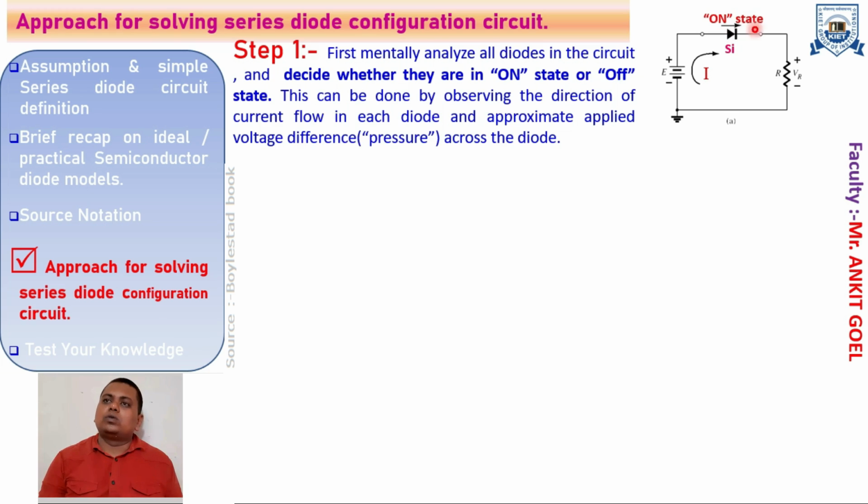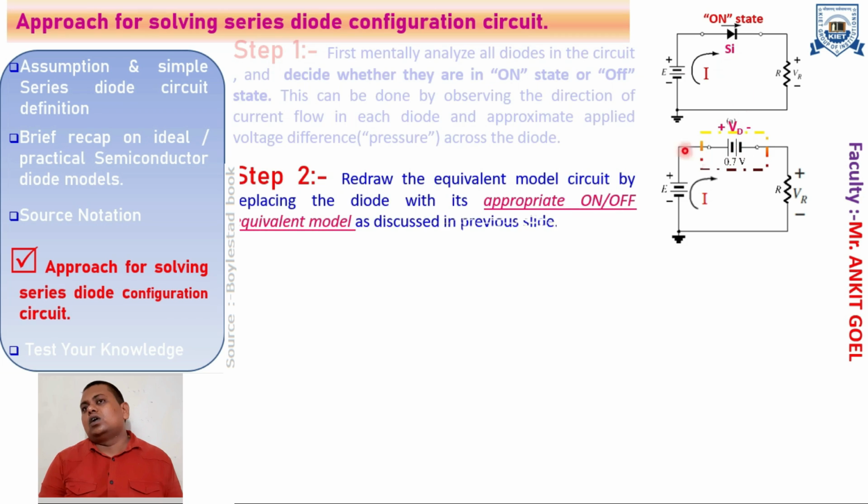So mentally you have to determine the state of the diode. After determining the state of the diode, you need to replace it by an equivalent circuit of the diode. The equivalent circuit, we know that for the silicon diode it is replaced by a 0.7 volt battery.